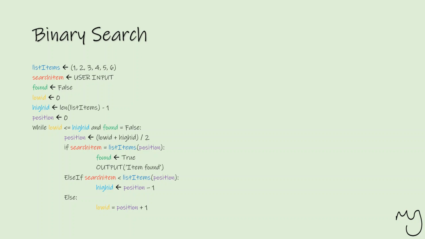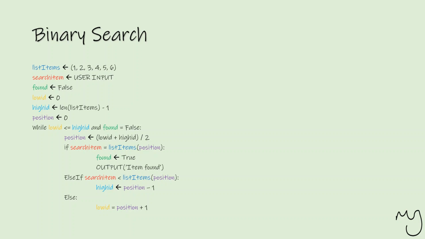Low ID is set to 0 because that would be the position of the first item of data in my list. And then my high ID is set to the position of my last item of data, which is always going to be the number of items I have, minus 1, because the first item is always going to be in position 0. I then set a position variable equal to 0, and then I have my indefinite loop.